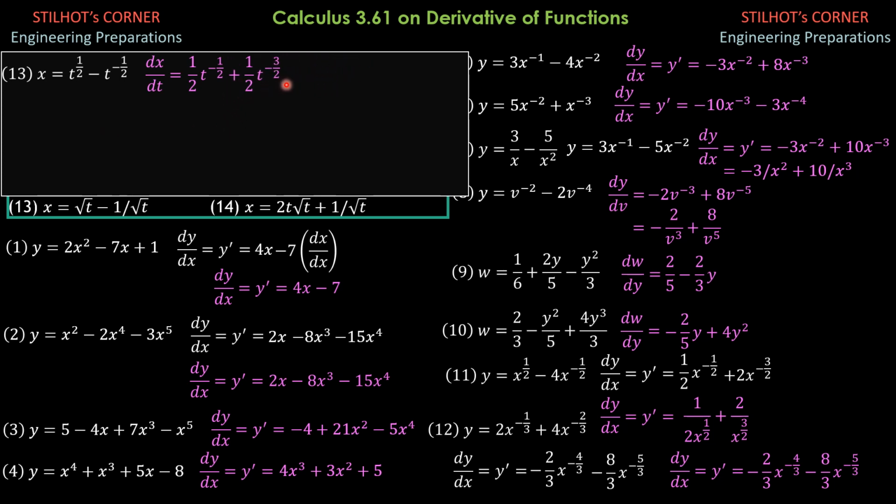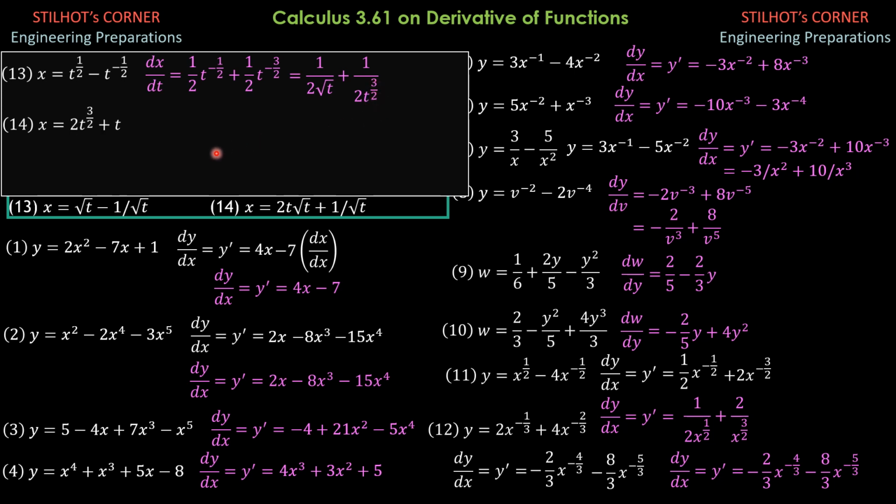Although the answer may be in that form, the original problem is in this form. Therefore, we also transform our answer in this form, although that is also acceptable. So dx/dt is 1 over 2 square root of t, then plus 1 over 2 t to the positive 3/2. So 1 over 2 of t to the 3/2.